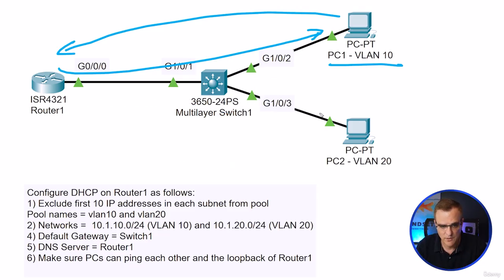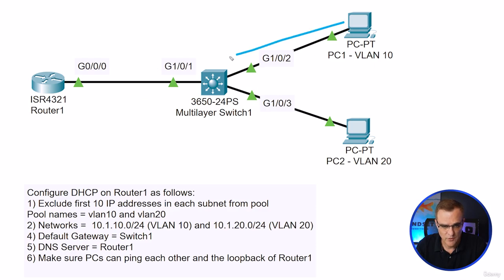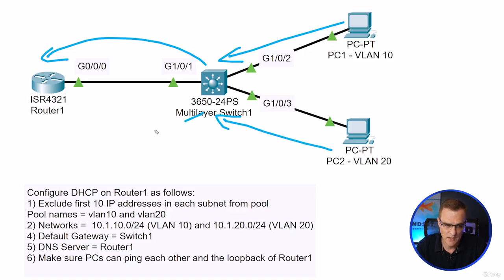So you need to do something on the switch so that when it receives the broadcast from the PC, it forwards it on to the router. Same over here, when the broadcast is received on VLAN 20, it needs to forward that to the router. Otherwise, the router cannot allocate IP addresses.